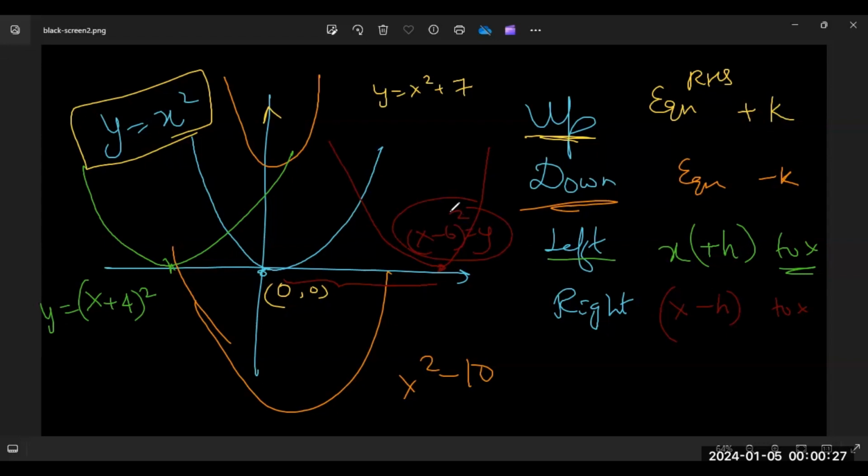Are you understanding? These are the 4 different operations which must be done in order to move up, down, left, or right. Add something to the equation, subtract something, add to x, subtract from x.